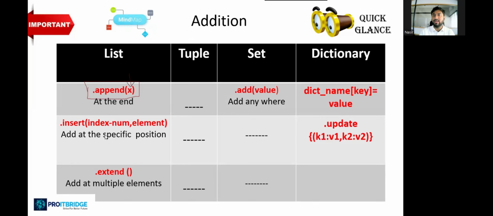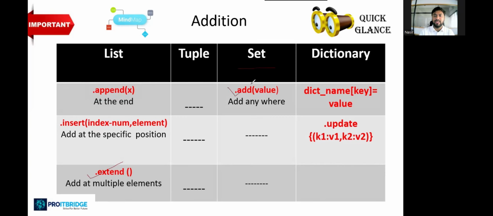If I want to insert a number at a specific position, because list is an ordered collection of data, correct? So if I want to insert an element at a specific position or an index, we can use dot insert. I'm not going to go into much detail on all of this, but all these are inbuilt methods or functions which we can perform on a list. We will look into one or two, and then extend when we want to add multiple elements.